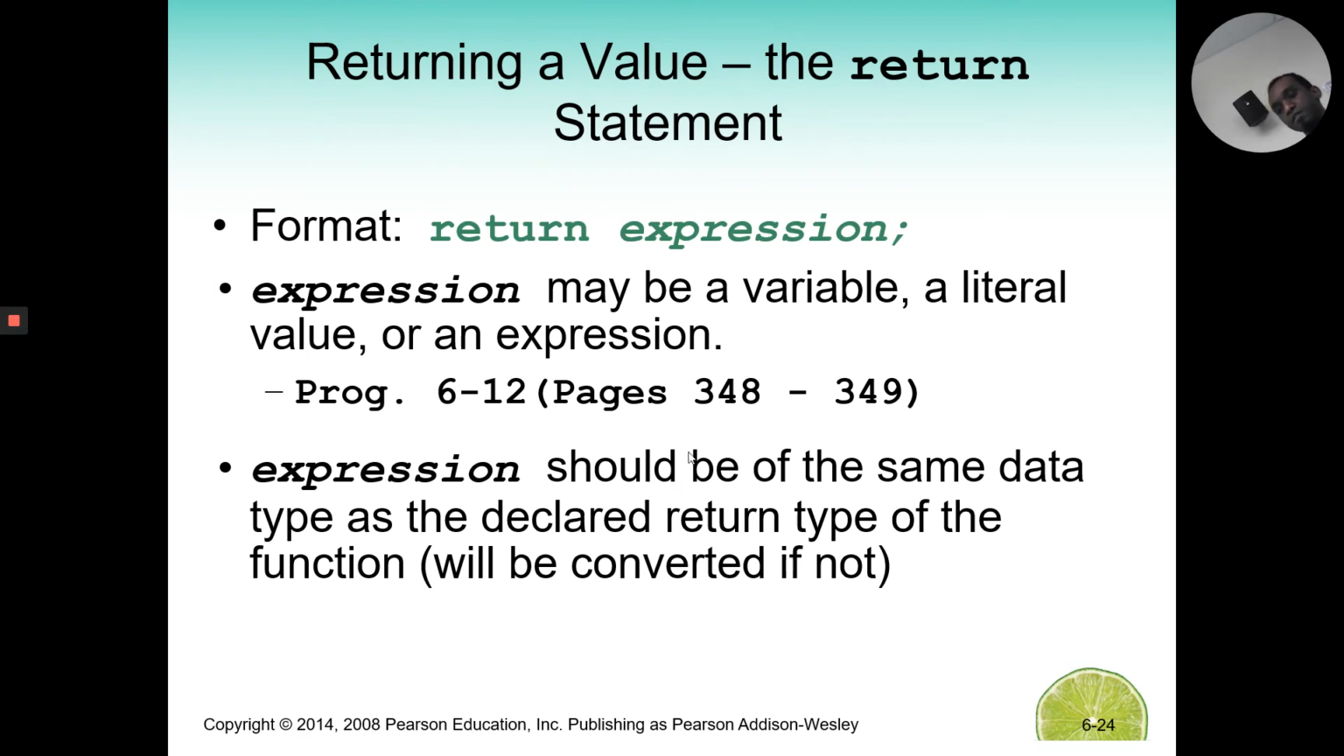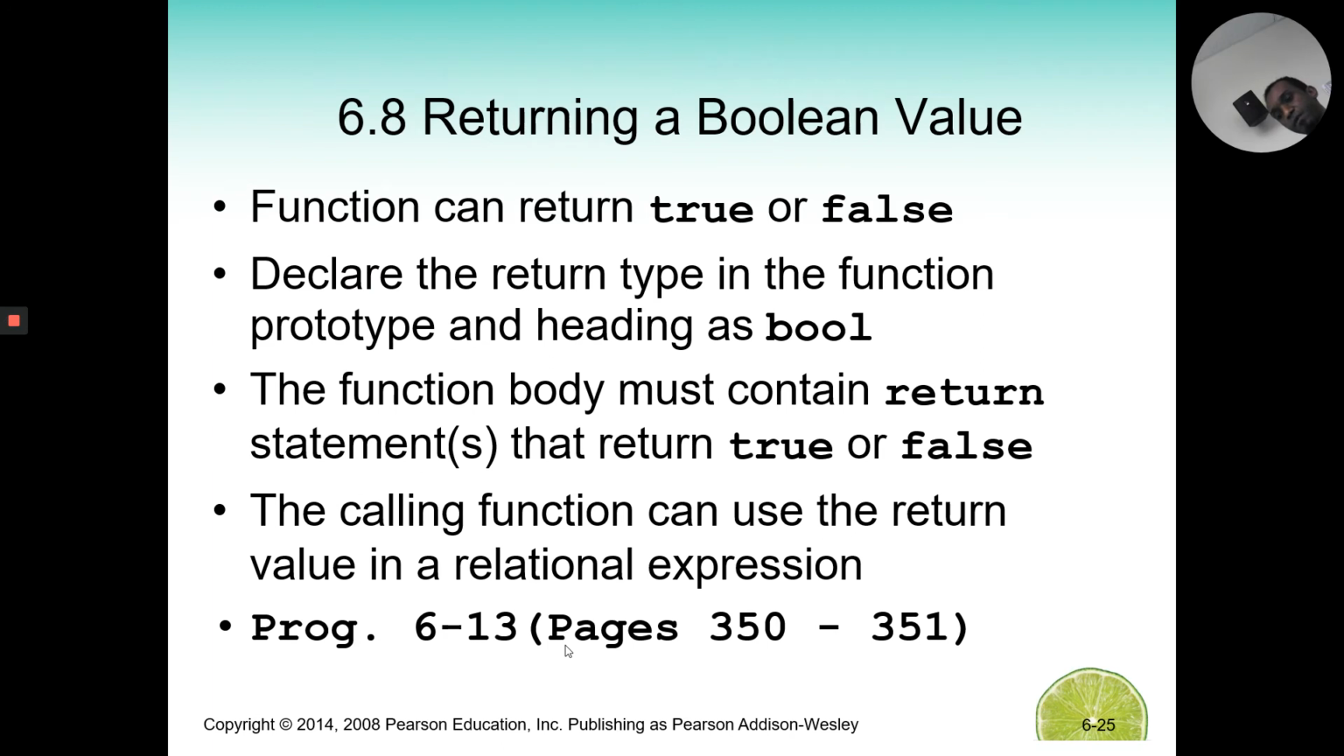Returning a value: the format of the return statement is return and then whatever the expression is. It may be a variable, a literal value, or an expression. In the case of main, we have seen return 0 as a value. Or you can say return and then do some calculation there, like A times B if you had two values passed. The expression should be of the same data type as the declared return type of the function, and it will be converted if it's not. And you can return a Boolean value, true or false.